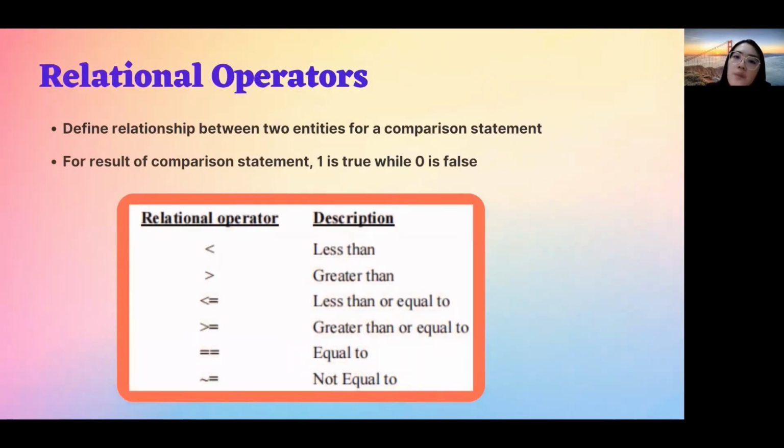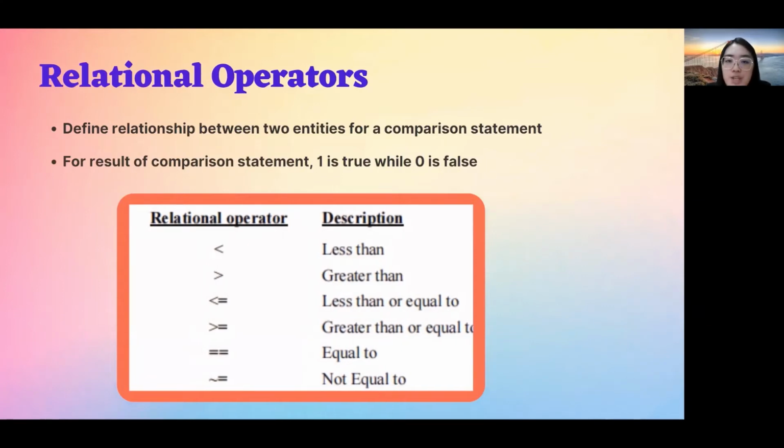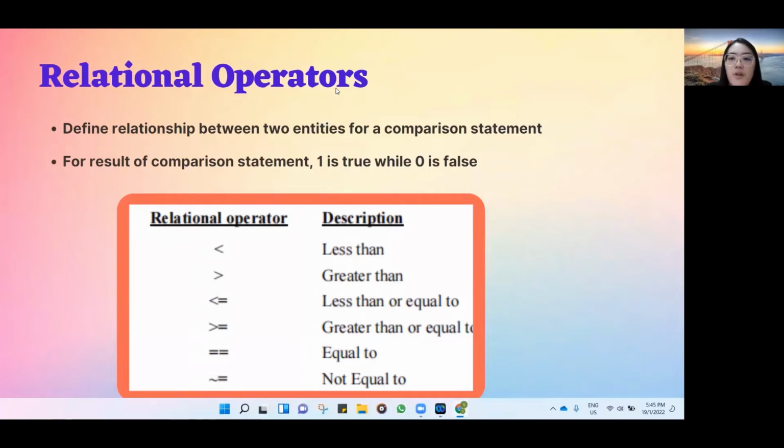So the relational operators can define the relationship between two or more entities for a comparison statement. For the result of the comparison statement, the number 1 means true, while 0 means false. So the figure below shows the types of relational operators. There are less than, greater than, less than or equal to, greater than or equal to, and not equal to.